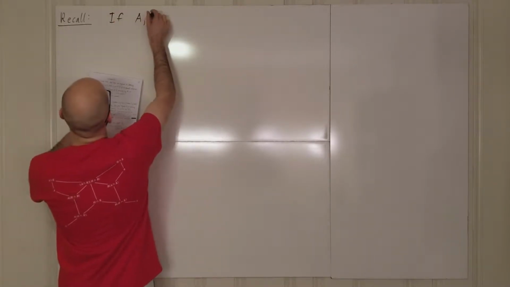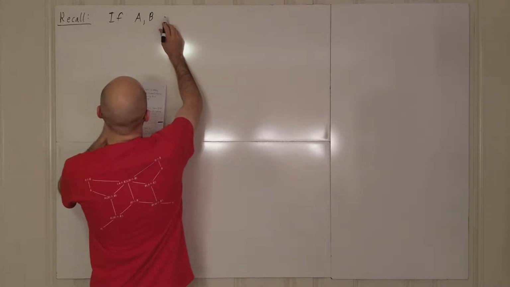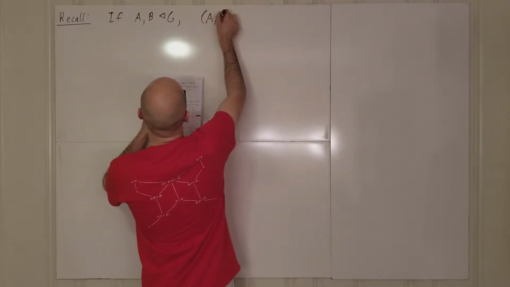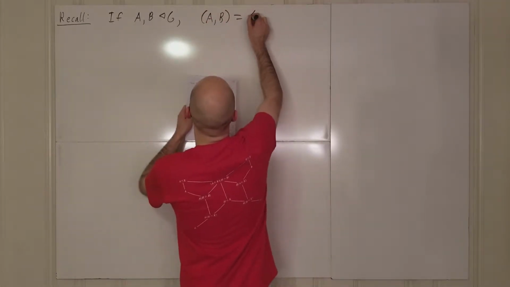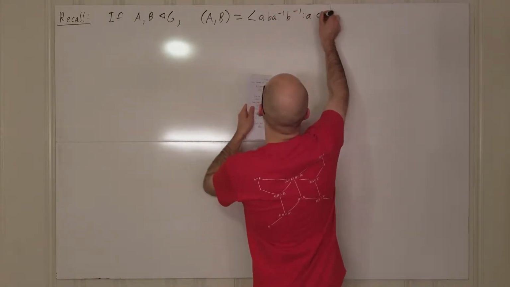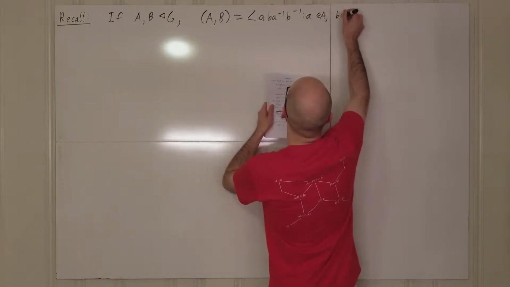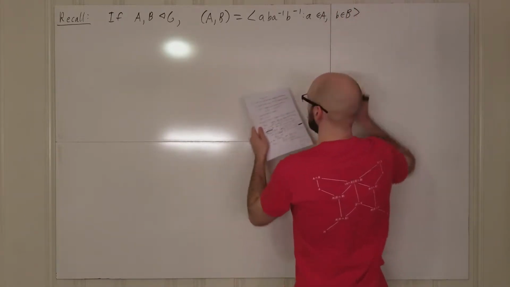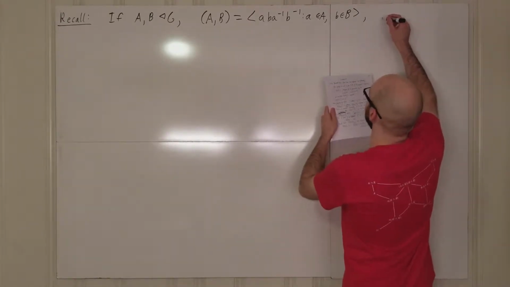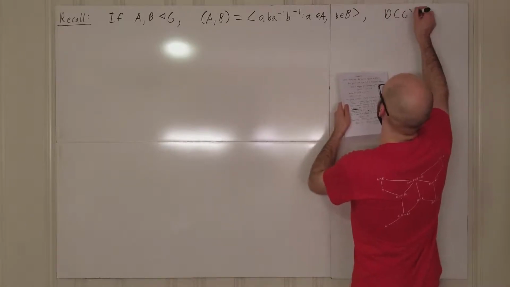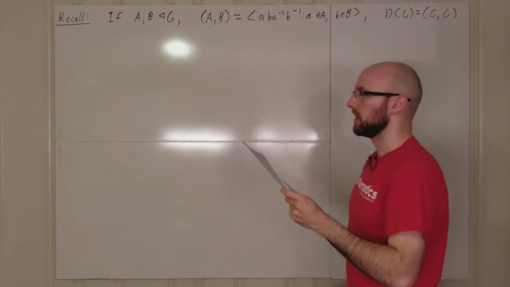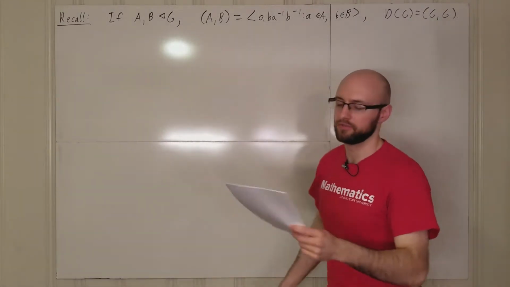If we have two normal subgroups, A and B, in G, then the commutator [A, B] is the subgroup generated by a, b, a inverse, b inverse, where a is in A and b is in B. So we have this. Then D of group G is just [G, G]. And obviously G is normal in itself, so this is well defined.